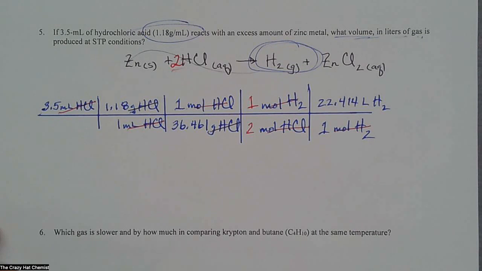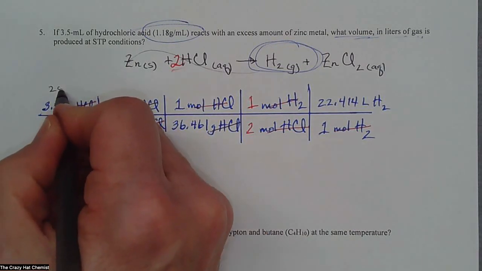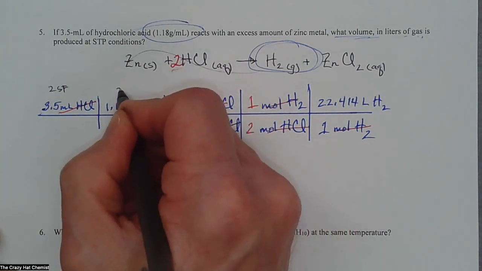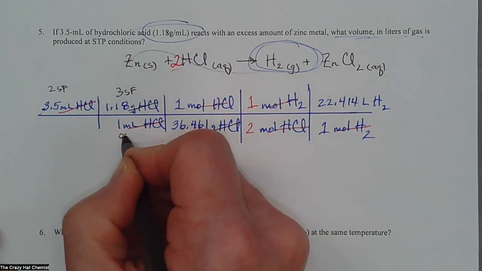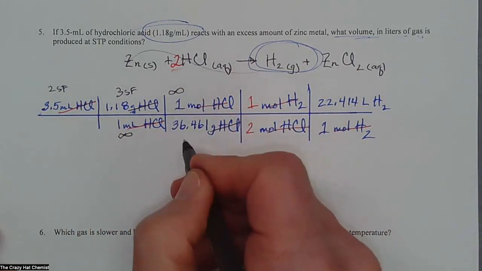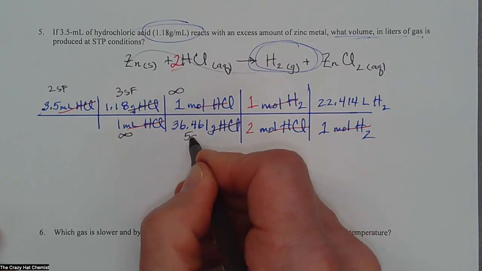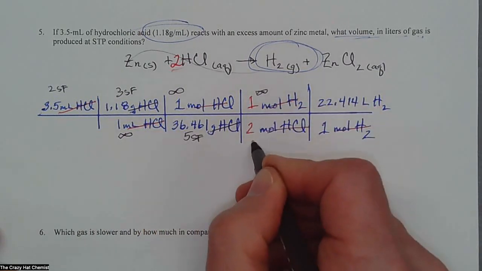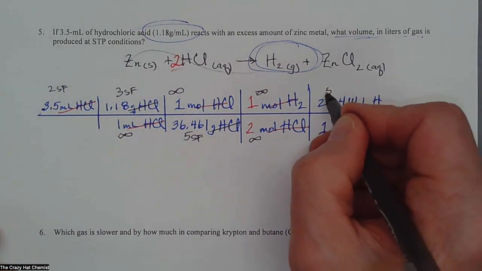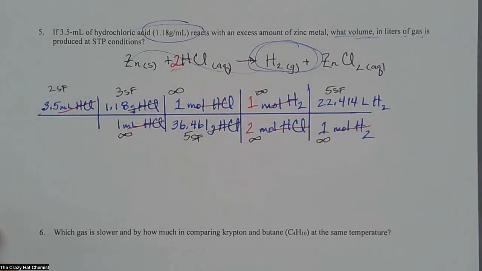This is a multiplication division problem, so I got 2 significant figures here. This has 3 significant figures. This is infinite because there was no number there, so we had to place a 1. This is infinite. This is 5 significant figures. Infinite and infinite for my stoichiometric coefficients. Infinite, and we'll call this 5 significant figures. So the fewest number of significant figures I have on this is 2. Fewest number of significant figures.